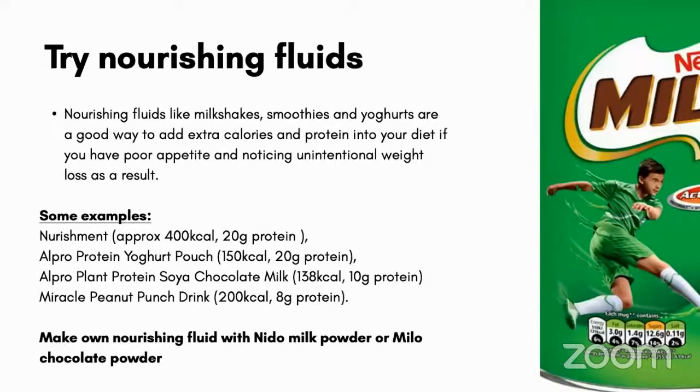Another nutrition consideration is to try nourishing fluids. Oftentimes people who do have sickle cell disease, because they are experiencing a pain crisis, may not be able to eat much. They may notice a reduction in their appetite. And it's just so important that where possible, you are drinking nourishing fluids, so fluids that contain extra calories and extra protein, so that you can prevent any weight loss.